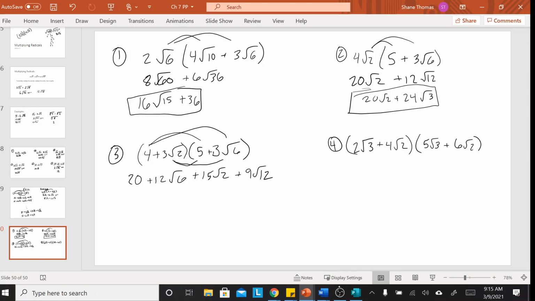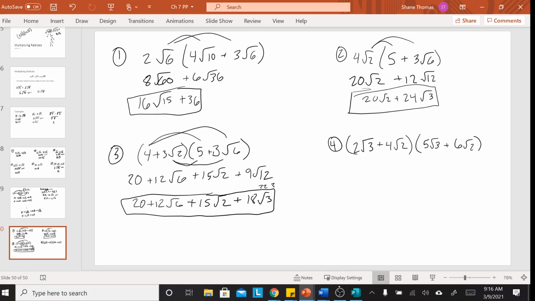A root 6 is just a 2 and a 3, so nothing comes out. Root 2 is just a 2. But a 12 is going to be a 2, 2, and a 3, right? So 9 root 12 turns into 18 root 3, right? Is there anything else I can do with that one? No. So I'm just going to copy stuff down. And this is my final answer here.